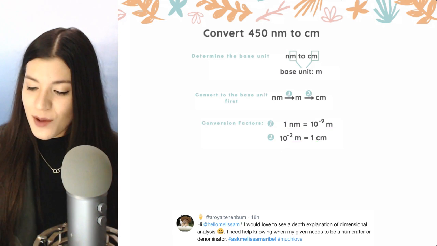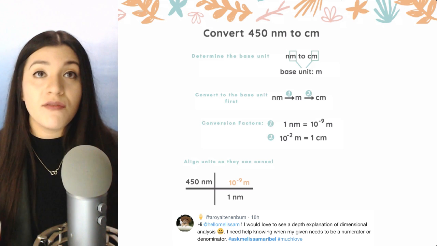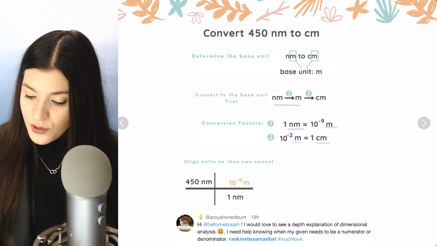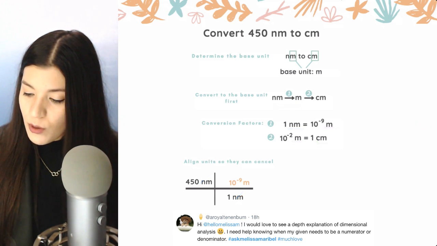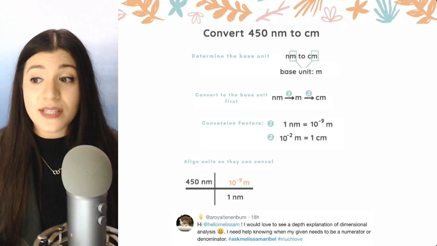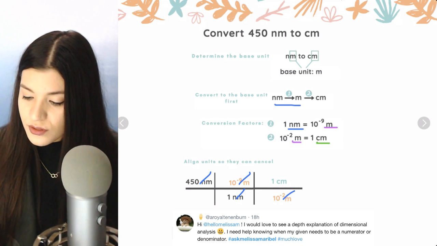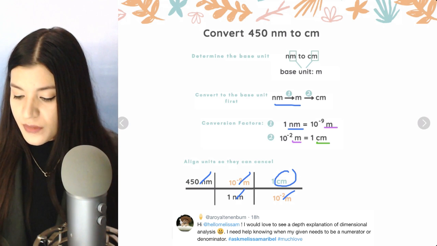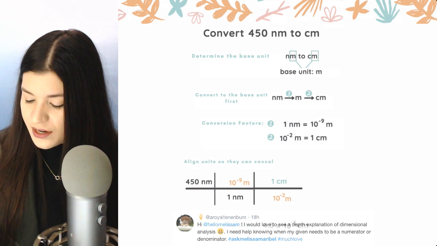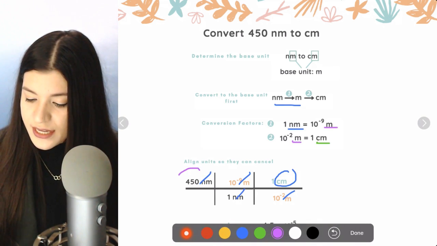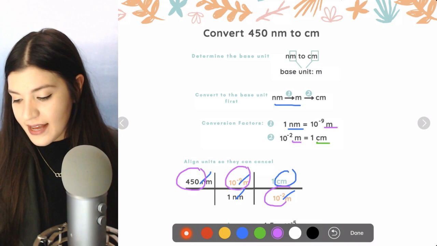Okay, so let's set this up. We'll start off with our given, which is the 450 nanometers. We'll align the units of nanometers so they can cancel out. And then those now have canceled. We're at meters. And then next, we want to use our second conversion factor so those can cancel. And now those cancel. And finally, we're at the actual unit that we wanted, which was centimeters. Next, you would just multiply straight across, so you'd get 450 times 10 to the negative ninth, all divided by 10 to the negative second.